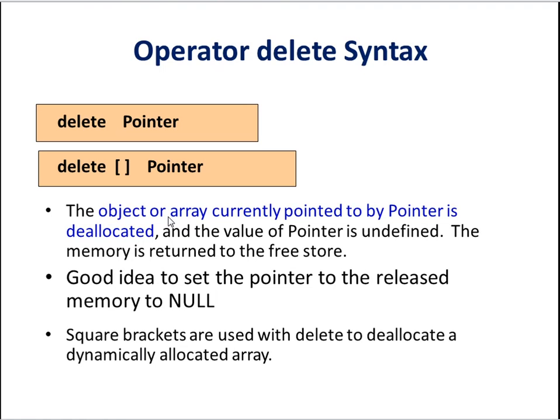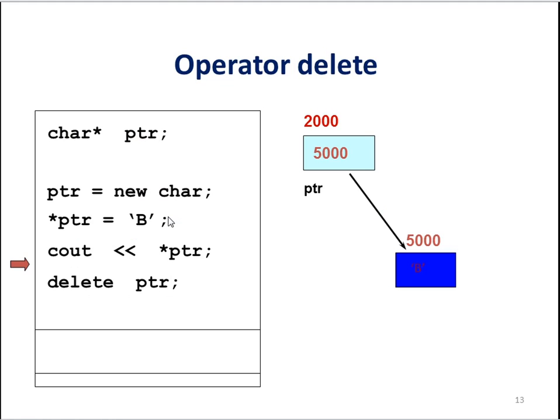Square brackets are used with delete to free dynamically allocated memory for an array. This is the syntax. When executing, we know this is a character star; we have created a character type pointer. Then ptr equal to new character: we allocate the memory using new, and the address is stored in the pointer. Then star ptr, we have changed the value to b.